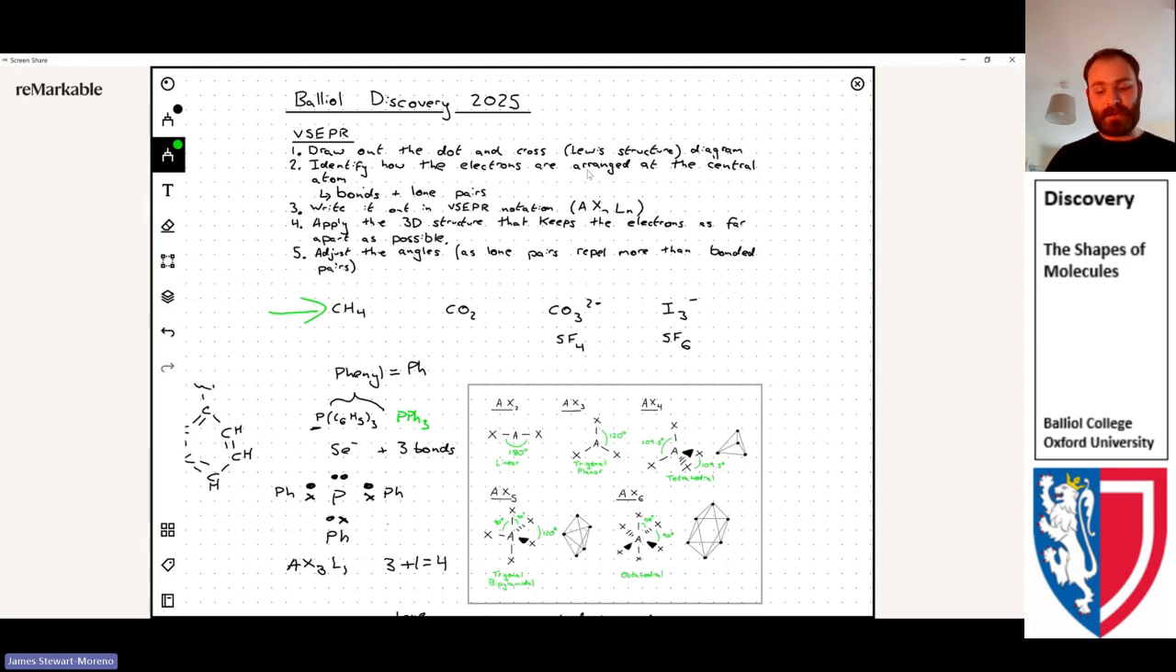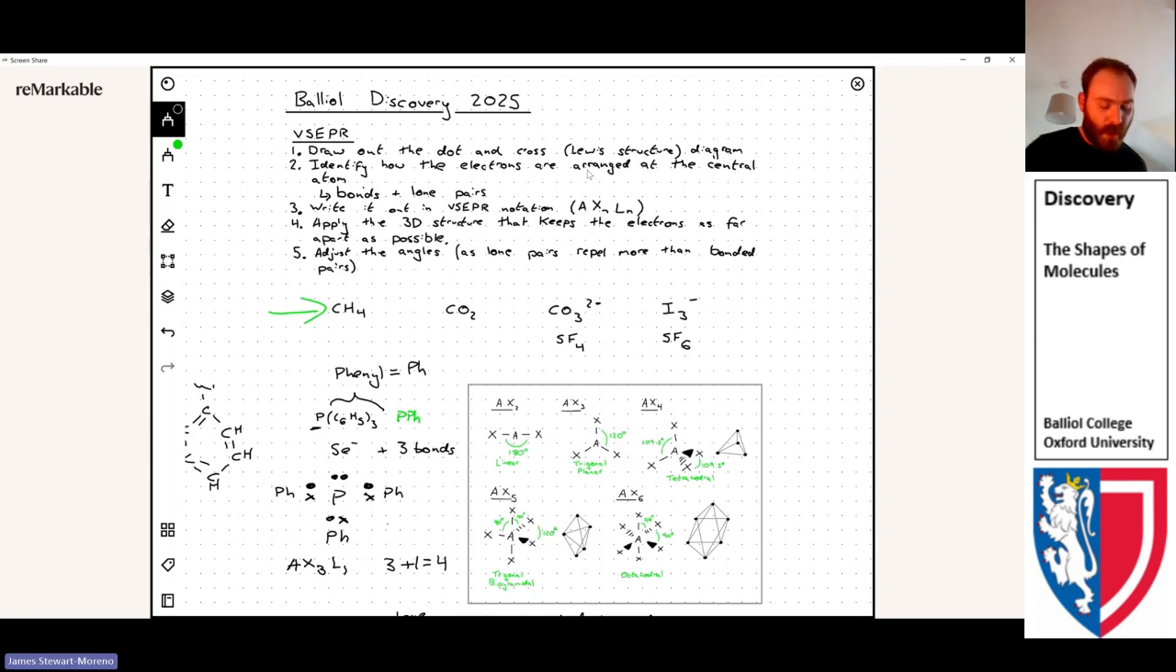Okay, and so that lone pair will just occupy that extra space, and it will push the angles of the pH angle. So it's sort of this angle here, and it will push this to be smaller. I hope that explains what I wanted to say.